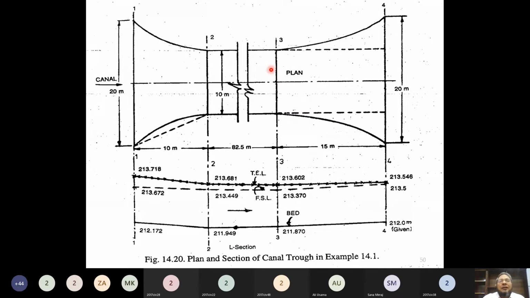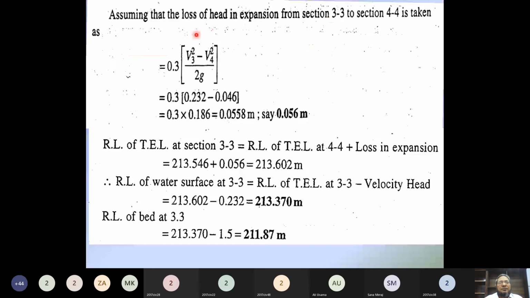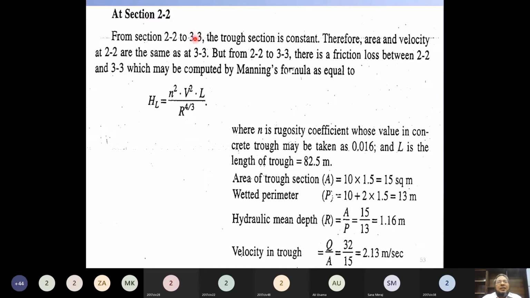Okay. Now we have to determine the bed level here, and how can we proceed? We have to compute the head loss due to friction in this rectangular trough, which is 82.5 meter long. Once you have computed that, you will compute the level of the total energy line here. Then you will subtract the velocity head and also 1.5 meter, which is the depth of flow. Then you will get the bed level at section 2. So that we are doing here.